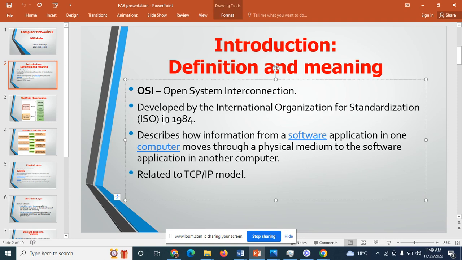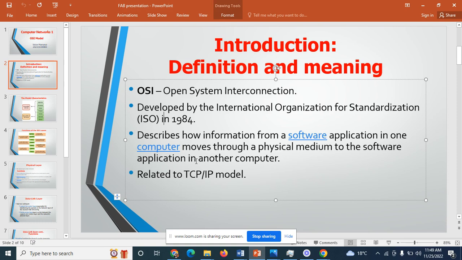So this one describes how software applications communicate with other software. That is, one software application in one computer is able to exchange information with another device, computer or host in a network. The movement of this communication is through a physical medium to another software application in a given computer on the network.